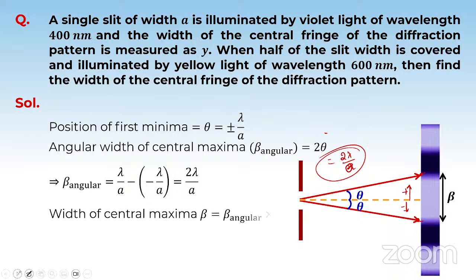Now the width of the central maxima: the width will be beta angular multiplied by D. D is the separation, capital D. We know that angle is nothing but arc upon radius. The arc size is the width of this, and the radius we can conclude as capital D.